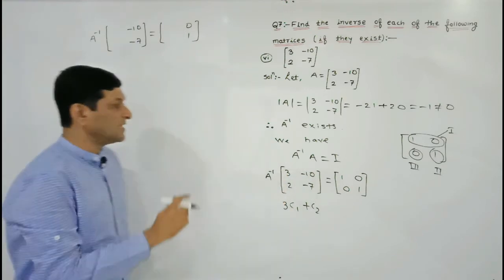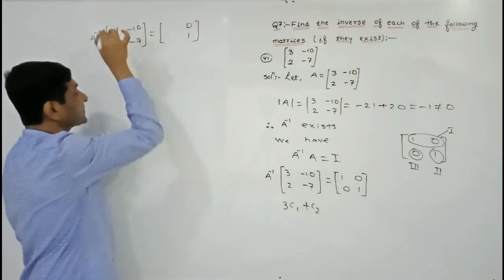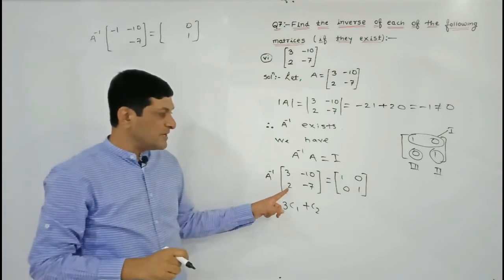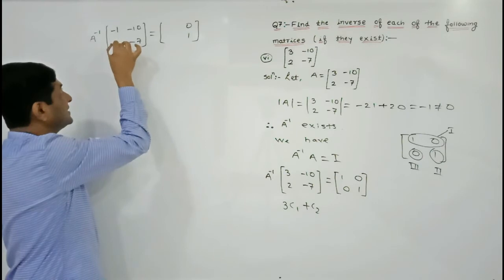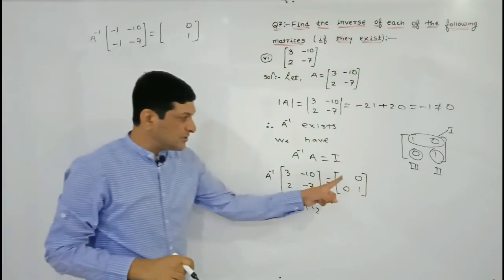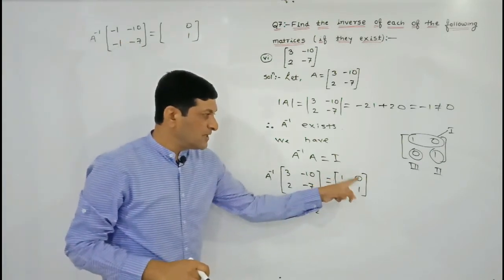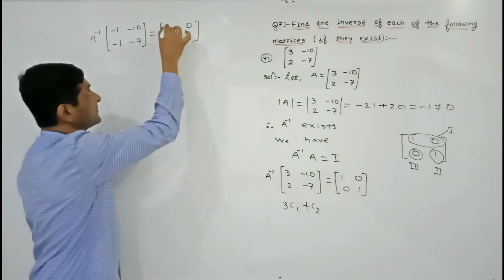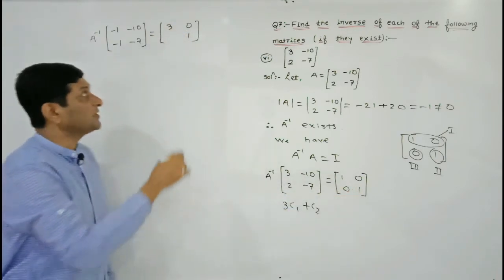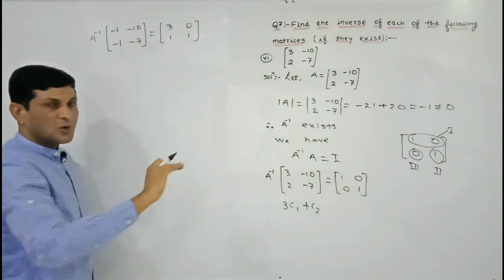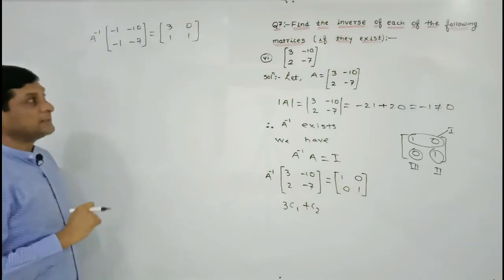9 minus 10 will be minus 1. Multiply by 3, here we will get 6. 6 minus 7 will be equal to minus 1. Multiply by 3, here we'll get 3. 3 plus 0 will be equal to 3. Multiply by 3, so here we'll get 0. 0 plus 1 will be equal to what? 1. In this way we have performed this operation on C1.